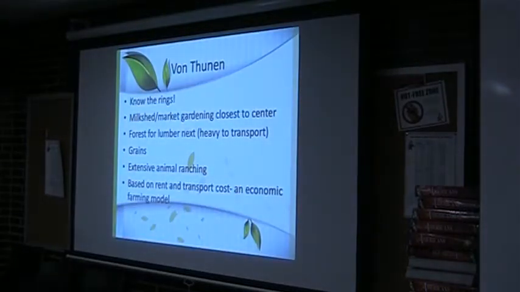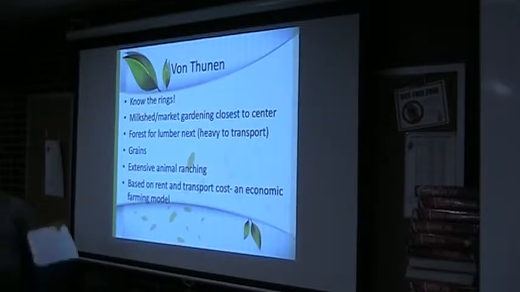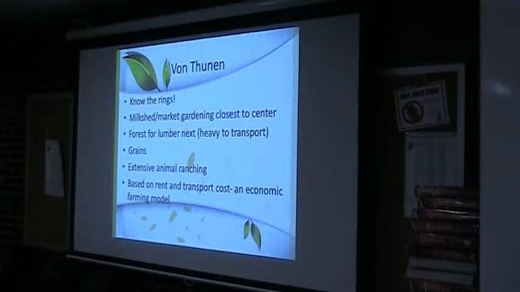All right. So number 2. This is probably the most important model for agriculture, Von Thünen. You need to know the rings and why they're arranged that way. So you have the city or the market right in the middle, the milk shed closest to the center because it's perishable.